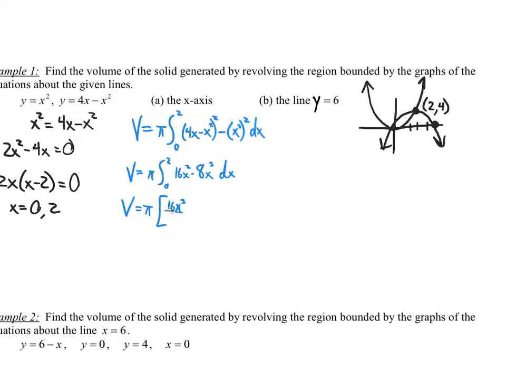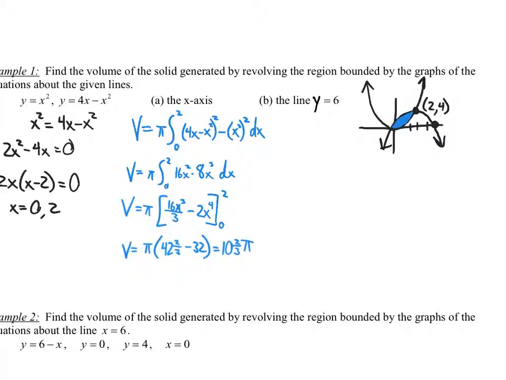So here we've got 16x cubed over 3 minus 8x to the 4th over 4, which is going to be a 2x to the 4th, evaluated from 0 to 2. When you plug in 0, it's all 0, so I just have to plug in the 2. And I get pi times 8 times 16 is 128 over 3. So that's 42 2/3 minus 2 times x to the 4th is 32. So this is just 10 2/3 pi. How did you follow this?